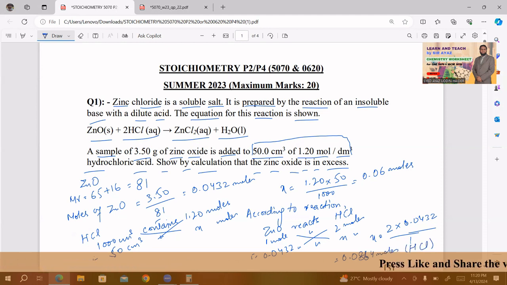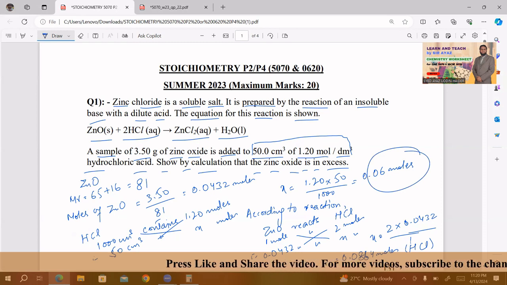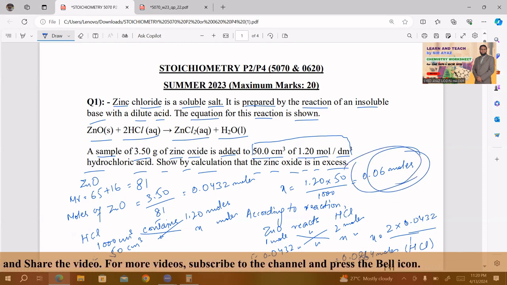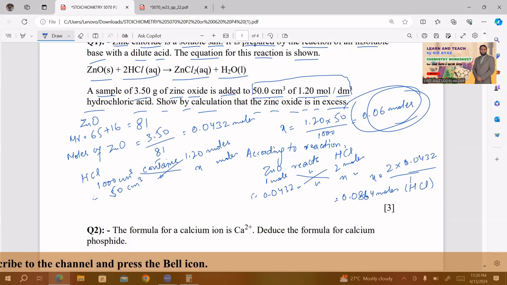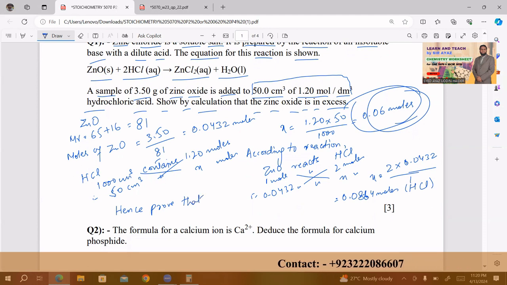And in the question, they gave us 0.06 moles. So, hence it's proved. Hence, proved that ZnO is in excess because HCl is the limiting reactant.